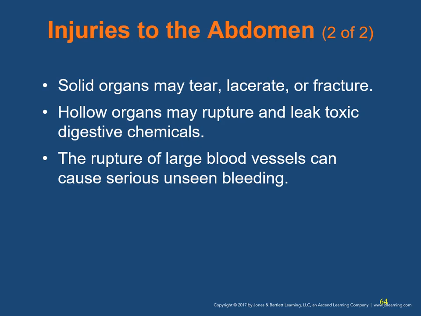When injuries from trauma occur in this region of the body, serious and life-threatening problems may occur. Solid organs may tear, lacerate, or fracture, which can cause serious bleeding into the abdomen. Hollow organs may rupture and leak toxic digestive chemicals. The patient may develop a life-threatening infection. The rupture of a large blood vessel can cause serious unseen bleeding. Reassess the abdominal region using DCAP BTLS.